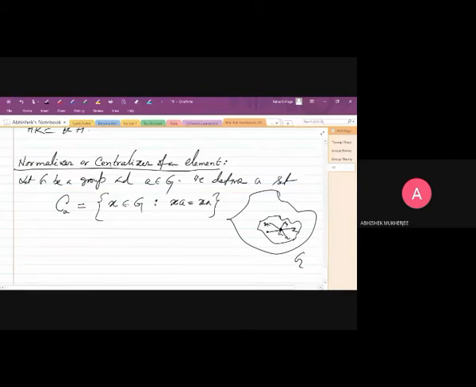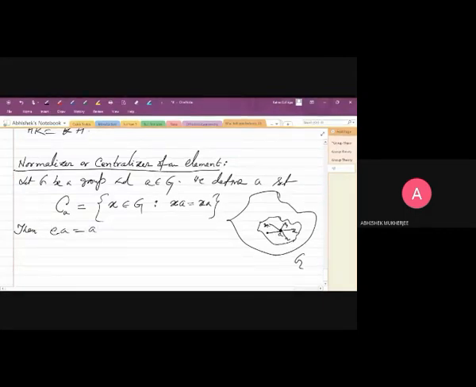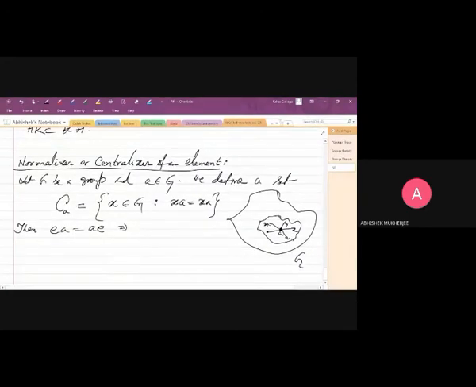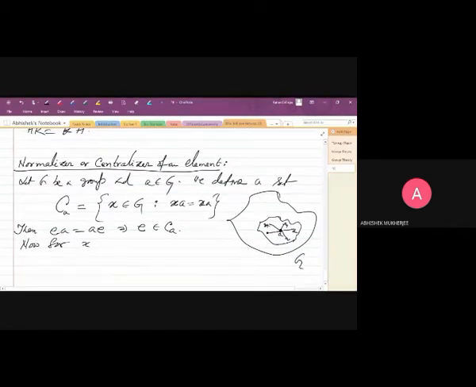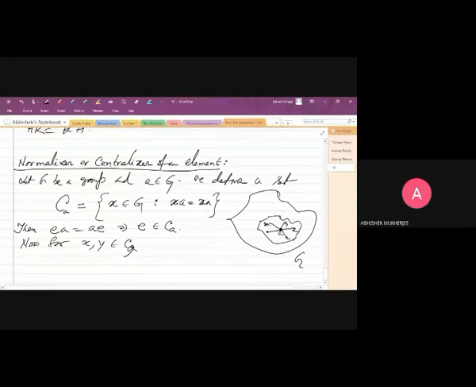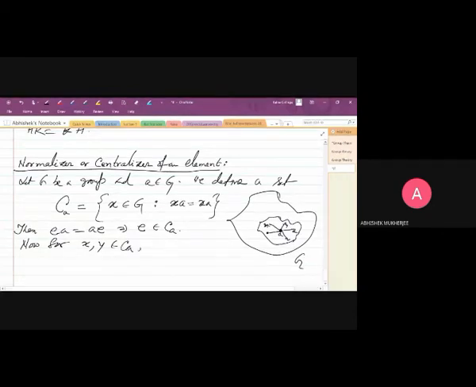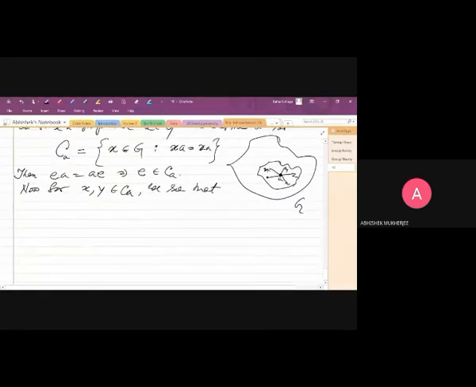Then it is clear that the identity element will always commute with any element. So ea will be ae, right? And that means e belongs to C_a. And once you see that identity lies in a subset of a group, then you need to check whether this subset will form a subgroup or not. So now suppose x, y belong to C_a.